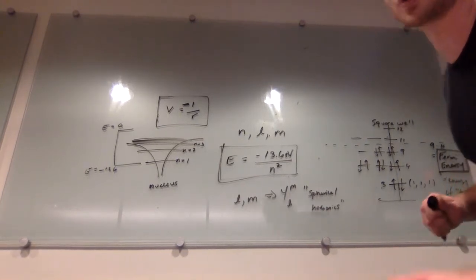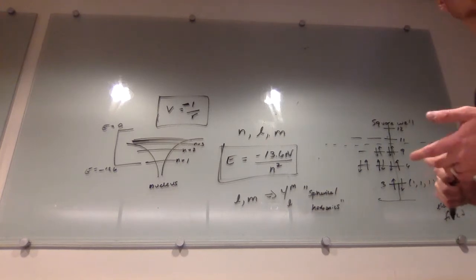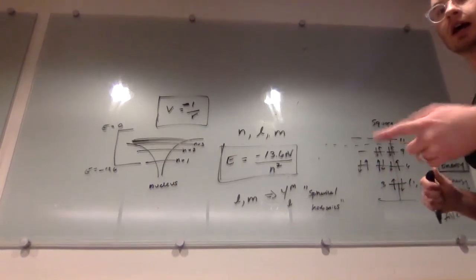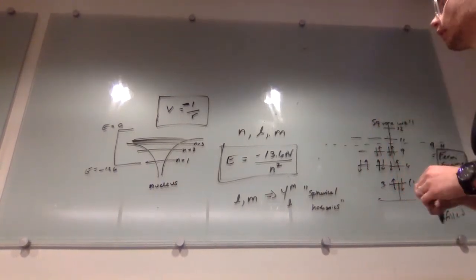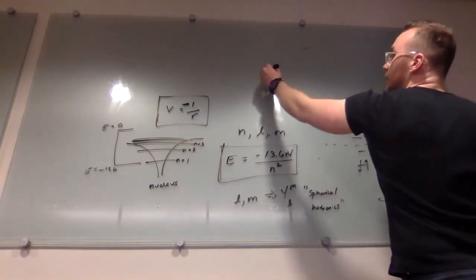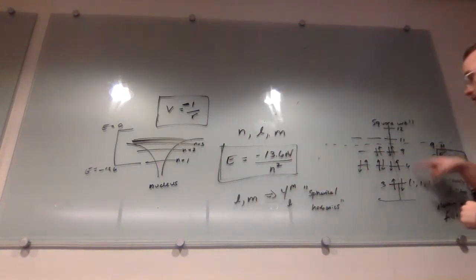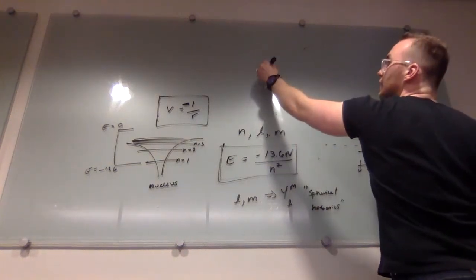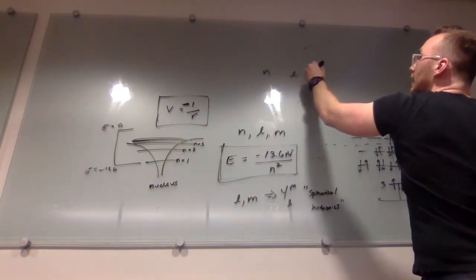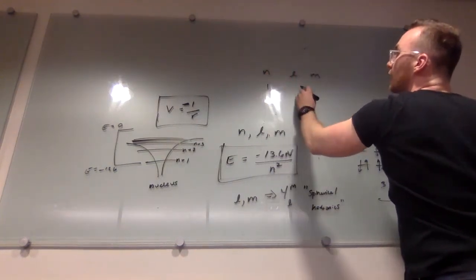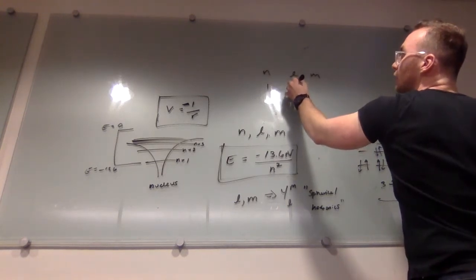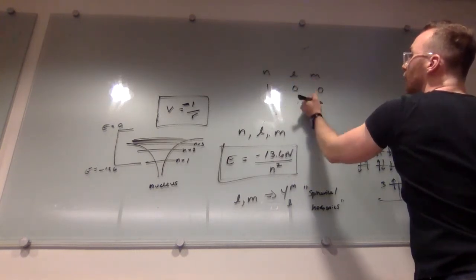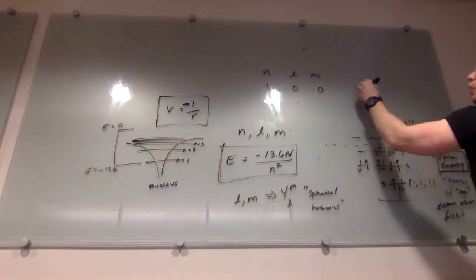What you should look up, or at least look through, is on the slides, and I'm sure it's in the book somewhere, where it lists the possible states. Just like we listed the states here, you could also list the states with N, L, and M, where if N was 1, L could only be 0, and M could only be 0. And this is called the 1s state.